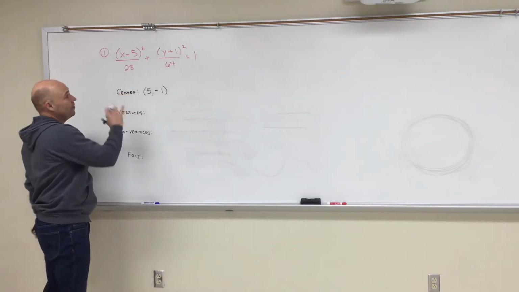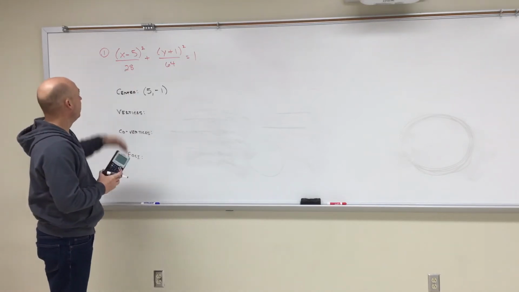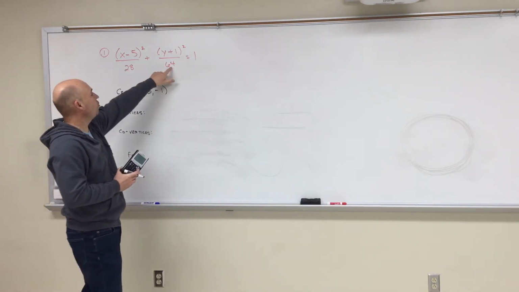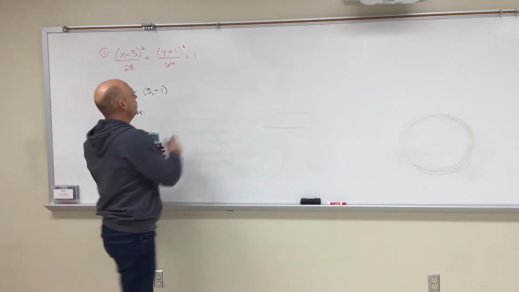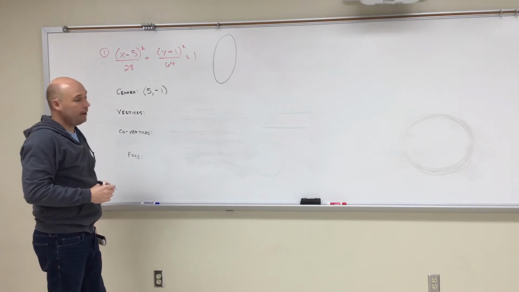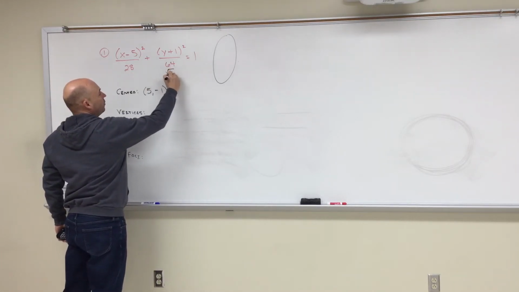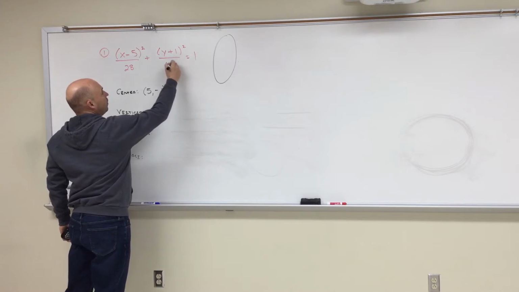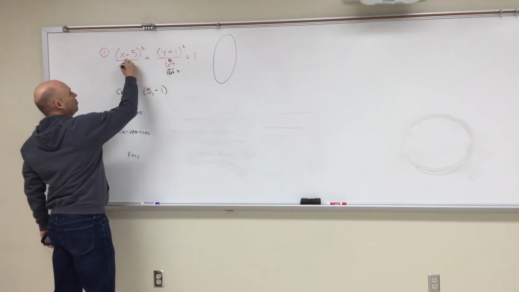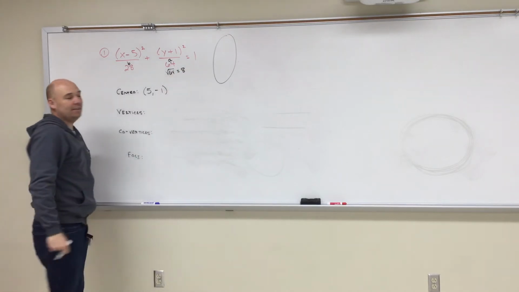Now you have to figure out if it's going horizontally or going vertically with your graph. Well, this one will be going vertically because the larger number is underneath y. So this graph would be doing that. Okay? So, since this is the larger number, I'm going to take the square root of that. That's going to represent my a value. The smaller number always represents my b value. So my a value is 8.